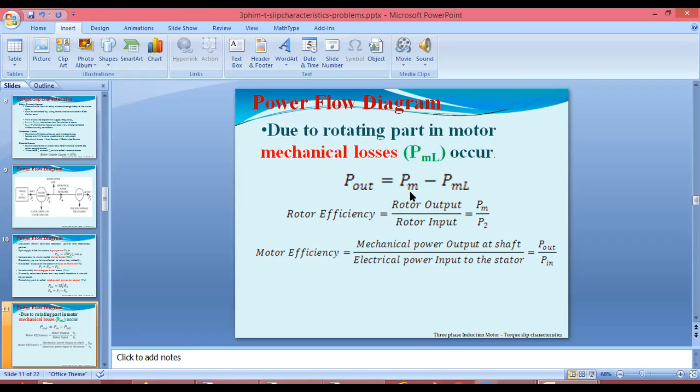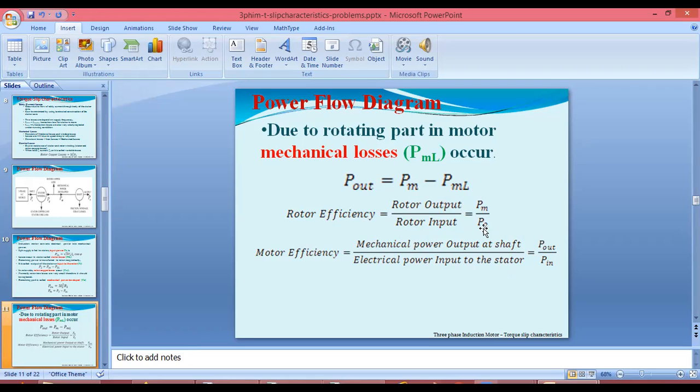So here we have the efficiency. How do we denote efficiency? It is the ratio of output with respect to input. Here we are talking about efficiency in terms of power, so we can take output power upon input power. Rotor output upon rotor input. Rotor output will be the mechanical power, PM, and the rotor input we take as P2.